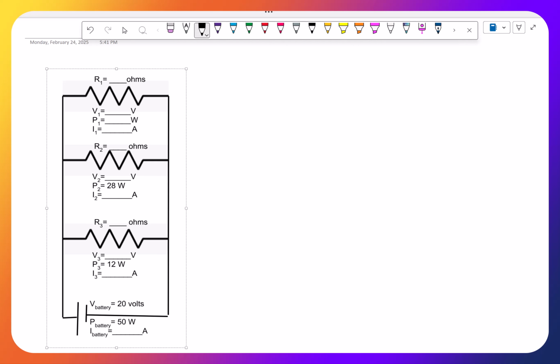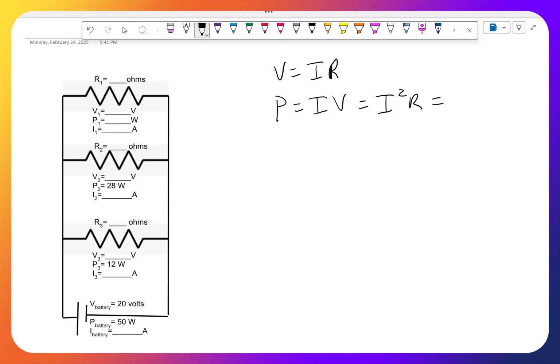I've got two equations really that I can work with. One is that the voltage is equal to the current multiplied by the resistance. The other one is that the power is equal to the current multiplied by the voltage, which is also I squared times the resistance, or V squared over R. So all of these are true.